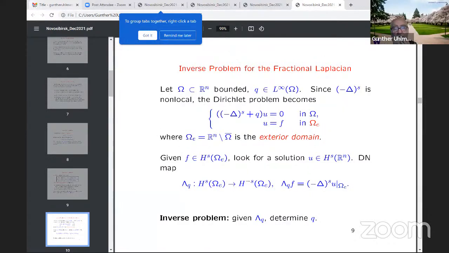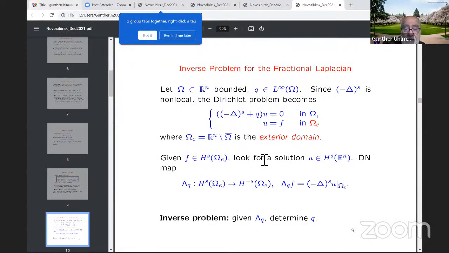Okay, so what is the inverse problem? Here we cannot impose boundary data, so we impose exterior data. So you have a bounded domain, and you take a potential. Now the Dirichlet problem that we solve is to solve the fractional Laplacian plus a potential in the domain omega and the data F in the exterior. And this, as we're going to see later, doesn't have to be the whole exterior, just an open subset in the exterior.